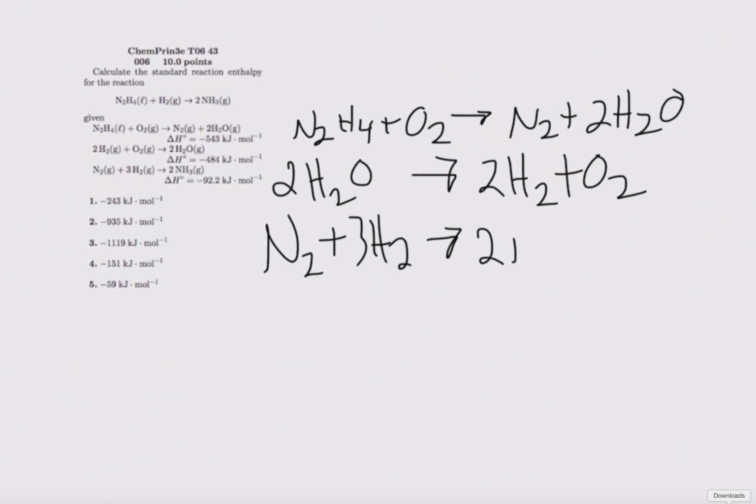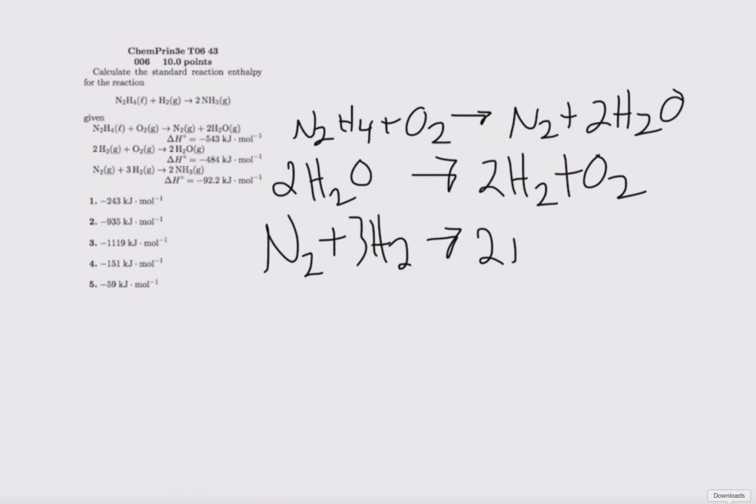So the O2, that's on both sides, that gets canceled. The N2 appears on both sides, so that's going to get canceled. The 2H2O are going to get canceled. And then 2 of the H2s are going to get canceled, leaving, when you add that all up, N2H4 plus H2 yields 2NH3. Okay, so that's the reaction we wanted.